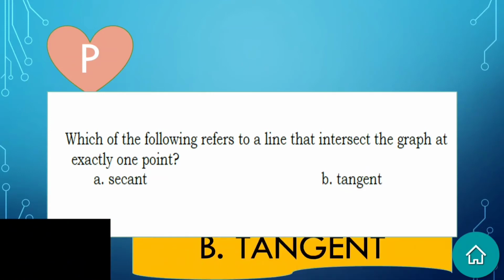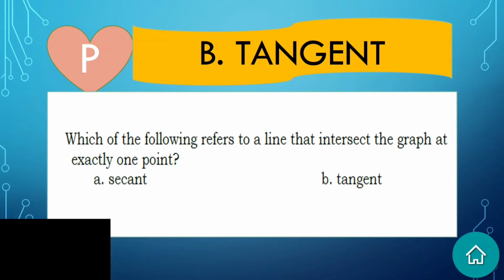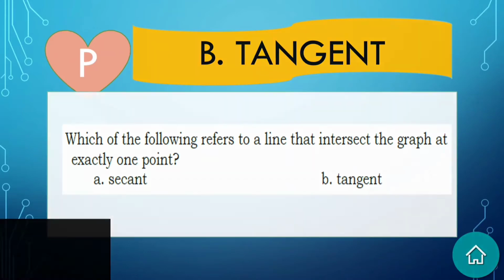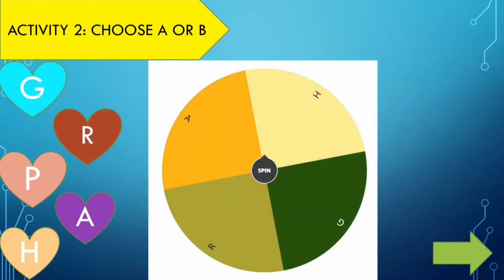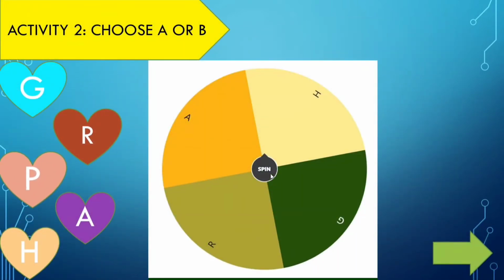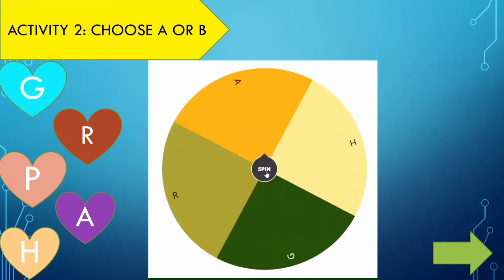Okay, so the correct answer is B, tangent. So tangent is the correct answer by intersecting the graph at exactly 1 point. Did you get it? Okay, so let's proceed to the next question. I'll explain further this lesson after this activity.